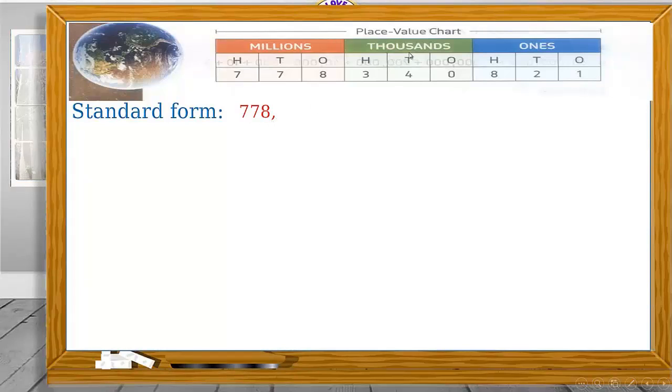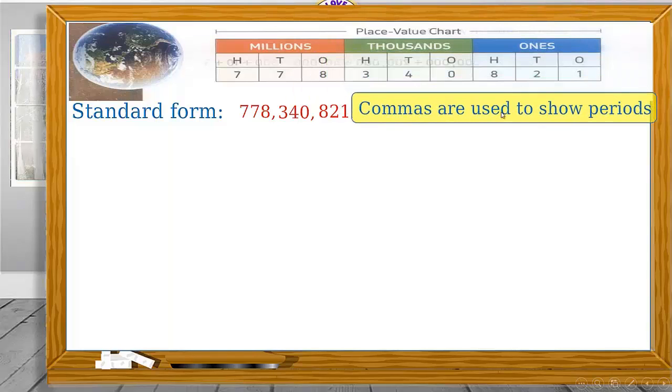Next period, in the thousands place we have 3, 4, 0. Write all digits and put a comma. In the last period we have 821. So the number is 778,340,821. Focus well and put this in your mind. Commas are used to show periods. To know how many periods are in the number, you should see how many commas or parts there are. Next form, expanded form.